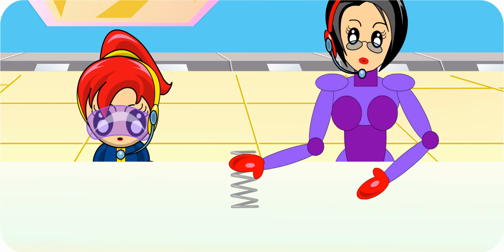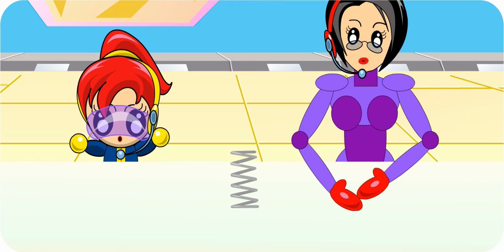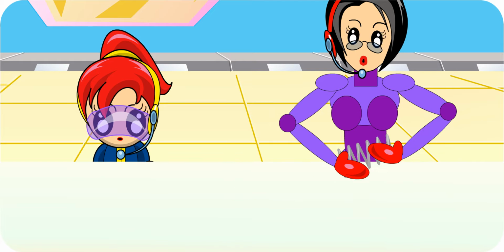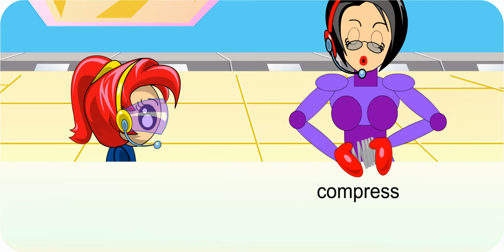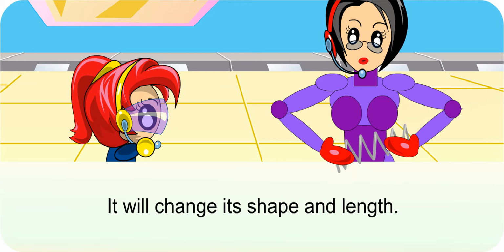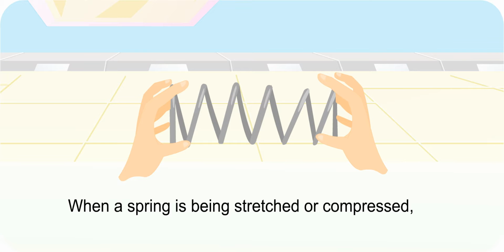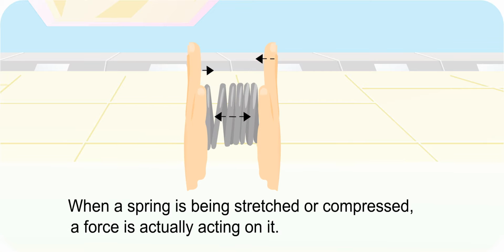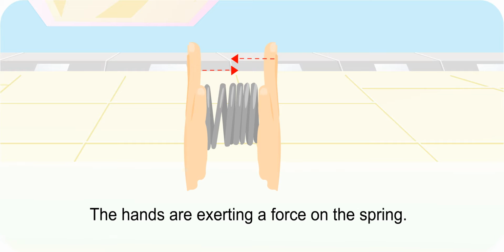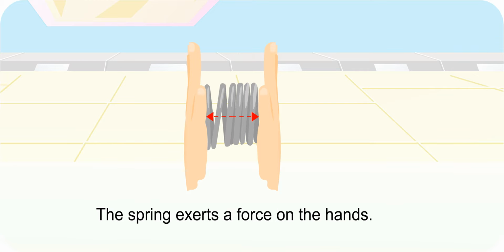Do you know what this is, Turbo Girl? This is a spring. What will happen if we stretch or compress a spring? It will change its shape and length. Very good. When the spring is being stretched or compressed, a force is actually acting on it. In this case, the pair of hands is exerting a force on the spring. In turn, the spring exerts a force on the hands. What is this type of force called, teacher? This is known as elastic spring force.